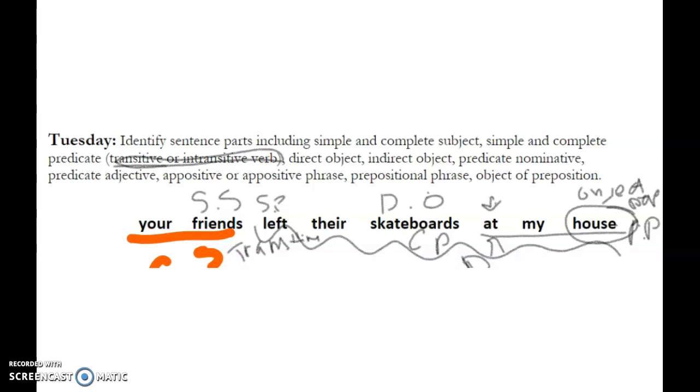Then you have to look, so we did all of these here. Now we're looking at an appositive. An appositive is just another fancy word for a non-restrictive element. Is there any non-restrictive element, extra information, in the sentence? No, there is not. So, therefore, you are done. Use this to help guide you for your sentence parts today.